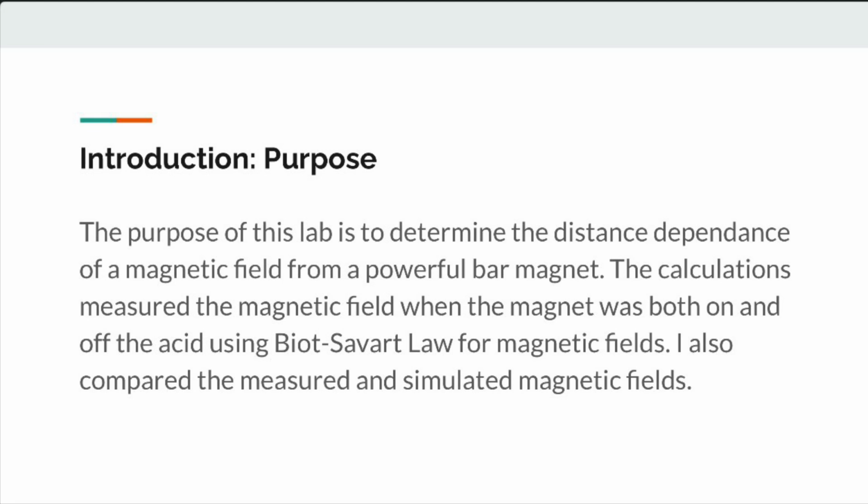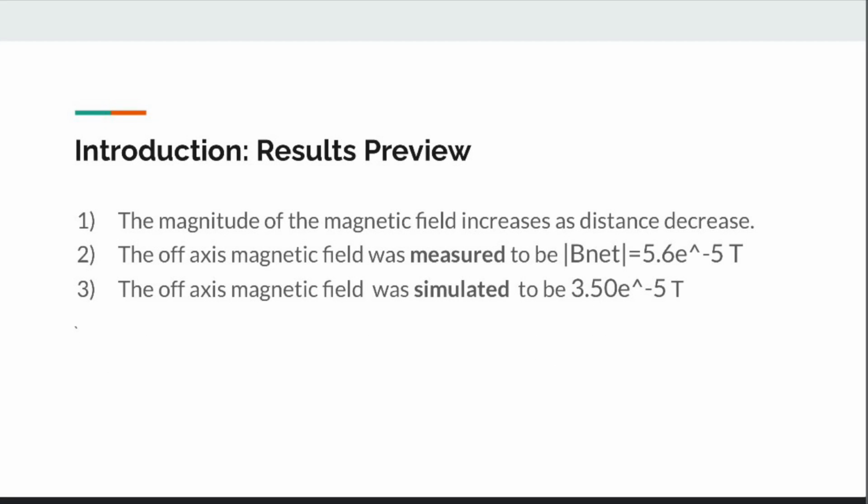The calculations measured the magnetic field when the magnet was both on and off the axis using the Biot-Savart law for magnetic fields. And then I also compared the measured and simulated magnetic fields, so the measured results of our experiment and then a computer simulation using numbers. Here is a preview of the results.